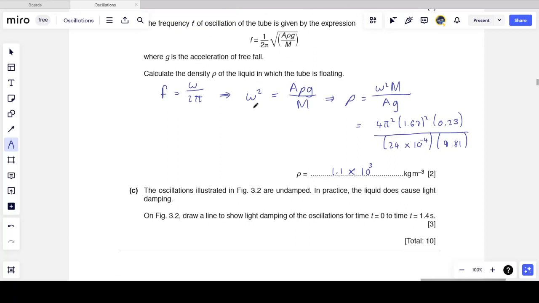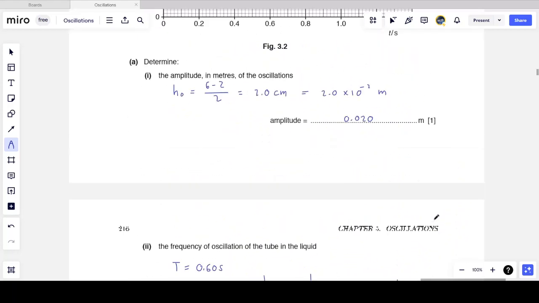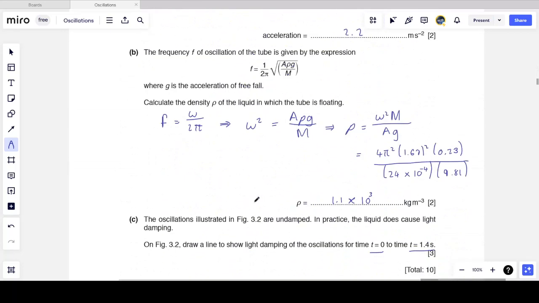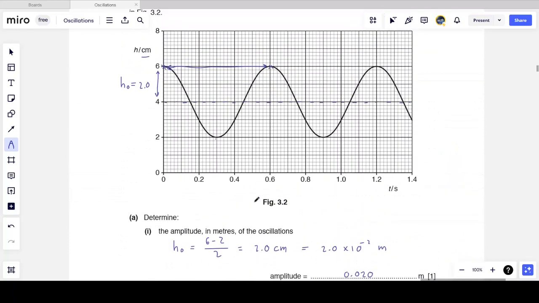Now the last sub-question, part C, says the oscillations illustrated in figure 3.2 are undamped, but in practice the liquid does cause light damping. And on figure 3.2 we have to draw a line showing light damping of the oscillations from t equal to 0 to t equal to 1.4 seconds. So again, they don't really give us any other constraints of the light damping, besides the fact that it needs to go from 0 all the way up until 1.4 seconds. So basically your light damping needs to cover the entire graph sheet.